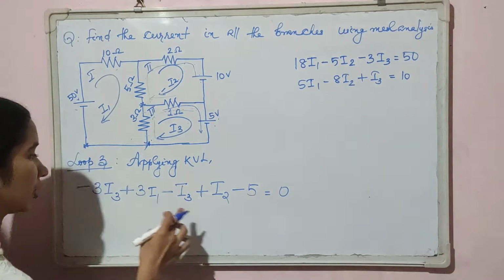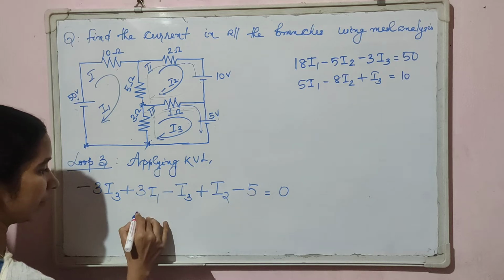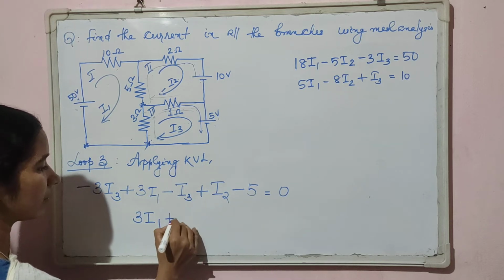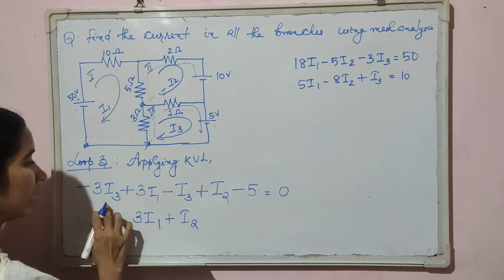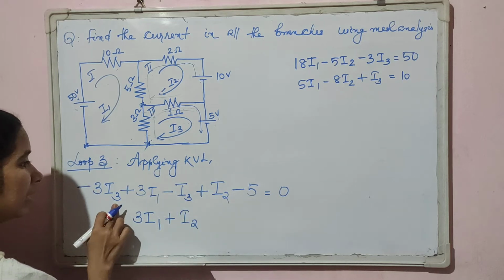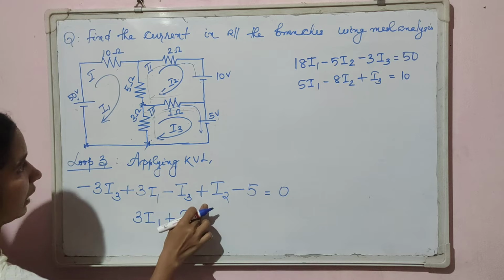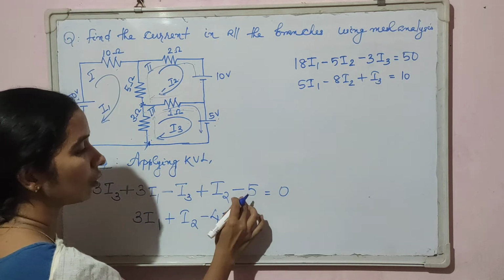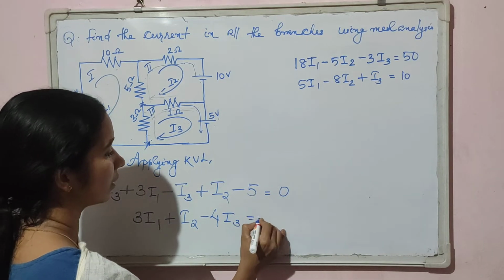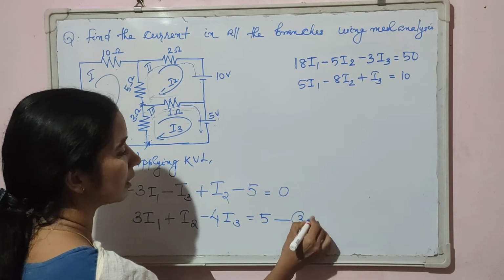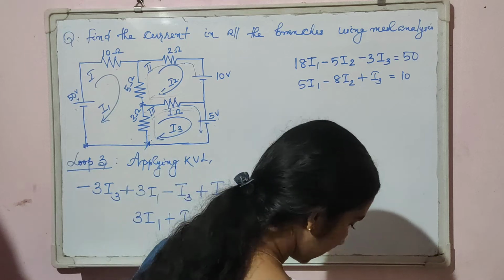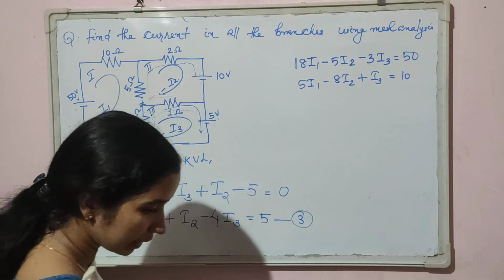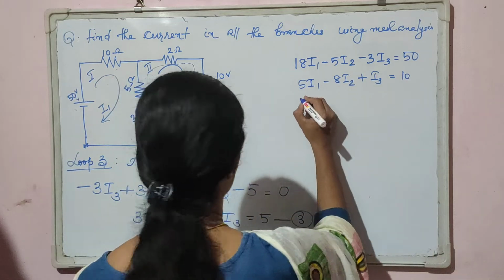Now let us rearrange. The term containing I1 first, that is 3I1. The term containing I2 next, plus I2. The term containing I3 last. So minus 3I3 minus I3, that is minus 4I3. And the constant term on the right hand side, which is equal to 5. This is equation number 3: 3I1 plus I2 minus 4I3 is equal to 5.